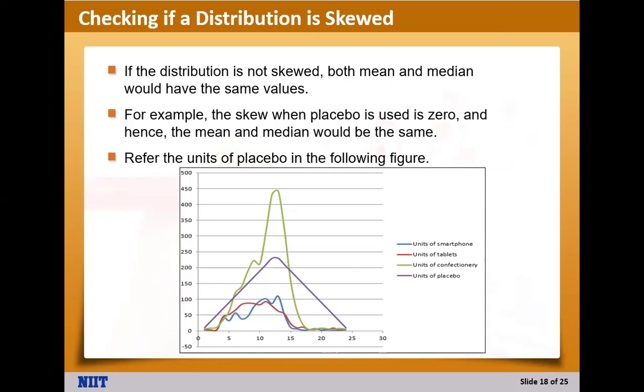There's no skewness there. For example, the skew when placebo is used is 0, and hence the mean and median will be the same. Placebo is the one with this blue line here, the last one. When you look at it, it is like a normal distribution, both at the left and at the right. There is no steepness between them. Though it doesn't resemble a bell shape, let's say it is balanced, like we said. It doesn't skew to the left or to the right. So with placebo, the mean and the median will be the same.